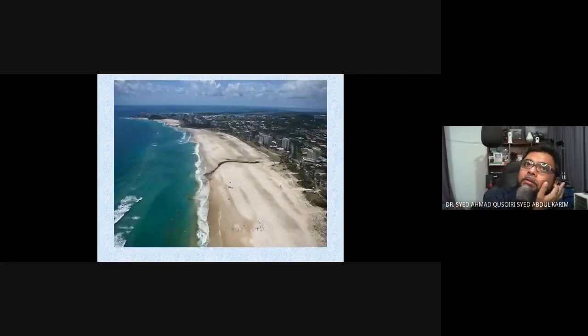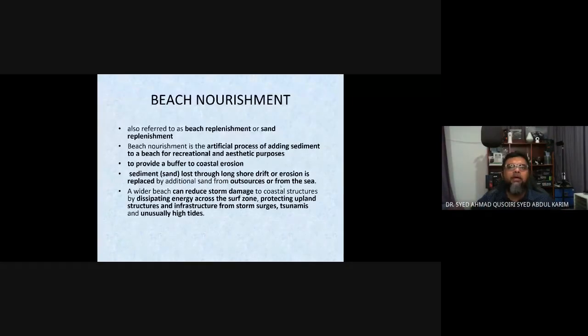So this is an example of beach nourishment. Dia tambah lagi kawasan pantai inwards, maksudnya ke laut. So known as beach replenishment or sand replenishment. It's an artificial process. Dia bukan proses yang natural. Jadi kita gunakan mesin pasir yang dibawa dari tempat lain untuk tambah lagi pasir yang sedia ada. To provide buffer for coastal erosion, sand lost through longshore drift and erosion is replaced by additional sand.